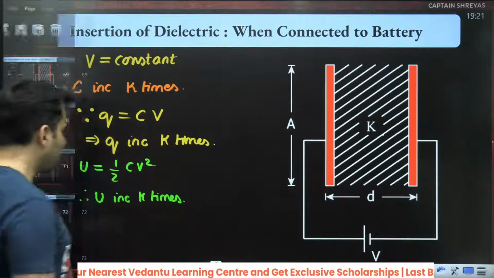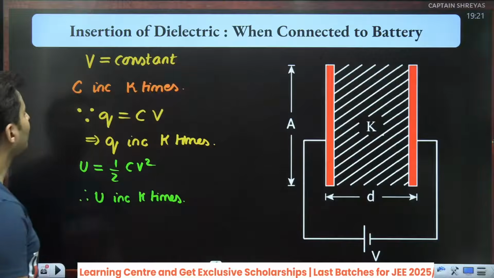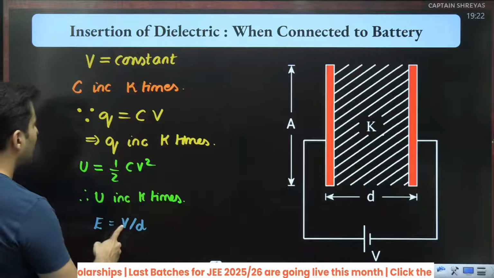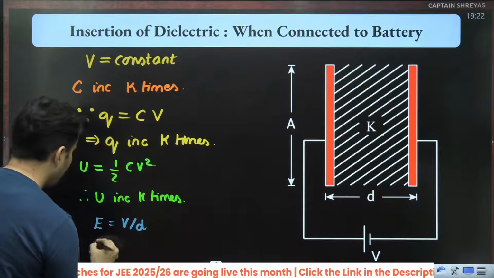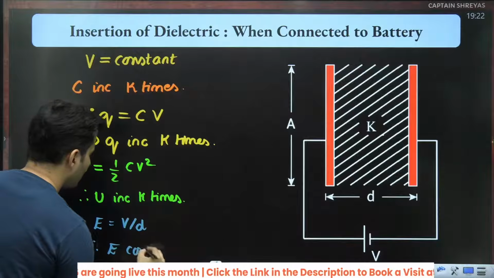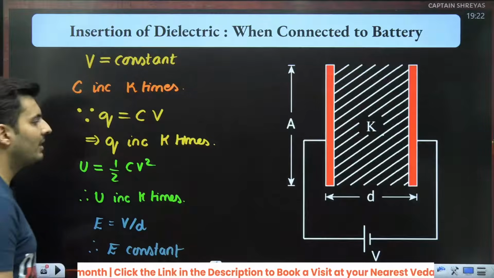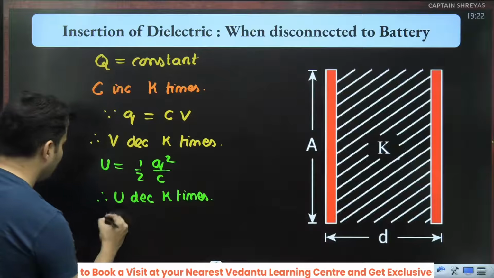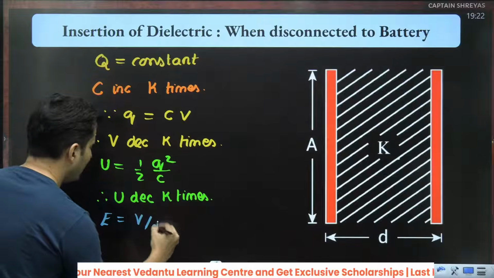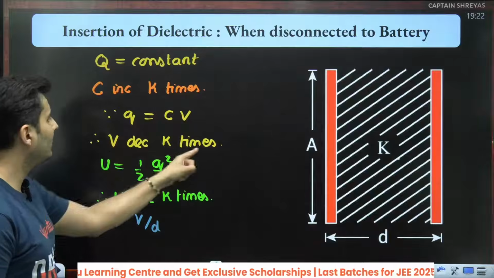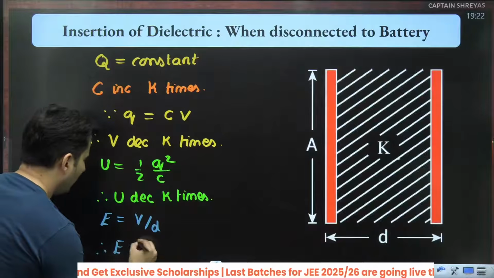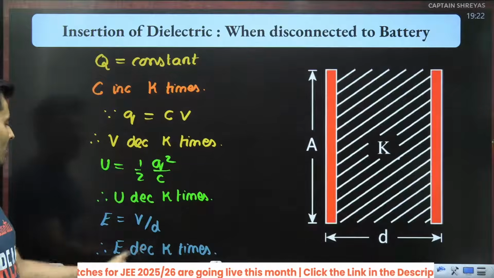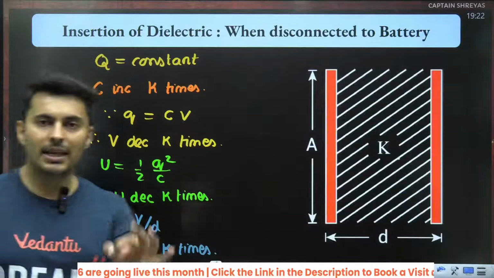Perfect. What about the electric field? Let's think about the electric field. Voltage is a constant. So electric field is voltage divided by distance. Neither voltage changes nor the distance changes. Therefore, electric field remains constant. It did not change when battery was connected. Whereas when the battery is disconnected, and if you use electric field is V by D, D did not change, but the voltage decreased. Therefore, the electric field also will decrease k number of times.